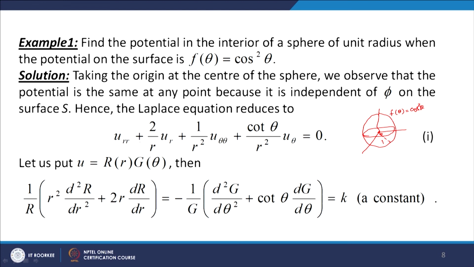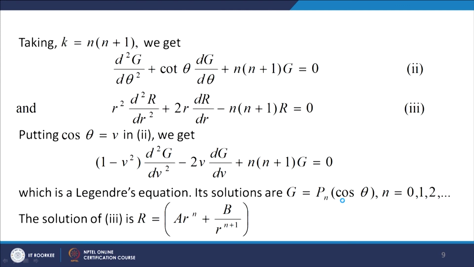So, let us take u to be a function of r and theta. So, u = R(r) G(θ), you put it in this equation, what we will get is (1/R)[r² d²R/dr² + 2r dR/dr] = −(1/G)[d²G/dθ² + cot θ dG/dθ]. Now, the quantity on the left depends on the independent variable r only, the right hand side depends on theta only, both are equal. So, they must be equal to a constant, let us say k. Let us take k equal to n(n+1).